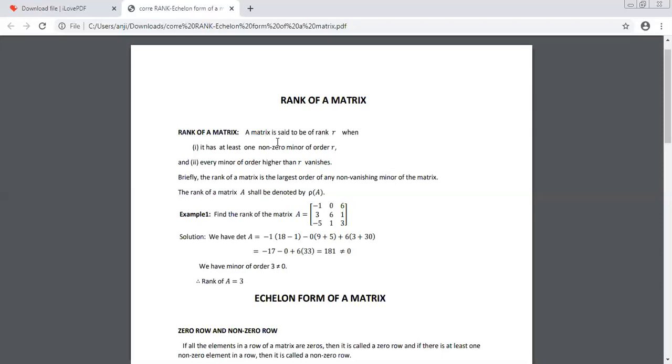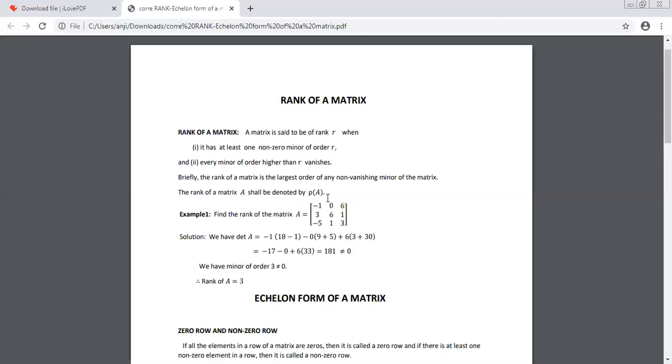Okay? I am repeating this definition. A matrix is said to be of rank r when it has at least one non-zero minor of order r. The meaning is the determinant of the r by r matrix is non-zero, and every minor of order higher than r vanishes. That means the determinant of r plus 1 by r plus 1 matrix is 0. The determinant of r plus 2 by r plus 2, that value is also 0.